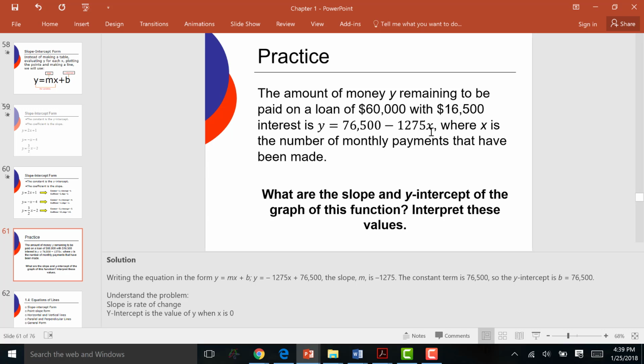They just want to know the Y-intercept, which was the 76,500. That's all they are asking for. That's all they asked. They said the slope. Did we figure out what the slope is? Yes. What's the slope? Negative 1275. And the Y-intercept again was?